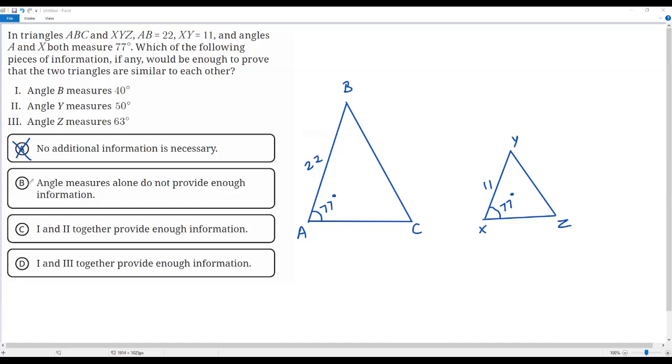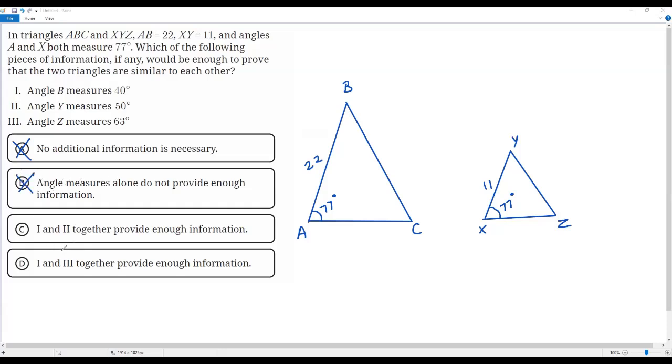Okay, and option B can also be rejected easily, because it says angle measures alone do not provide enough information. With angle measures, you can prove the two triangles are similar, as I said already, by the angle similarity postulate. That is, if two angle measures of one triangle are equal to two angle measures of another triangle, then the two triangles are similar by the angle similarity postulate. But option B says angle measures alone do not provide enough information, so we can reject option B also.